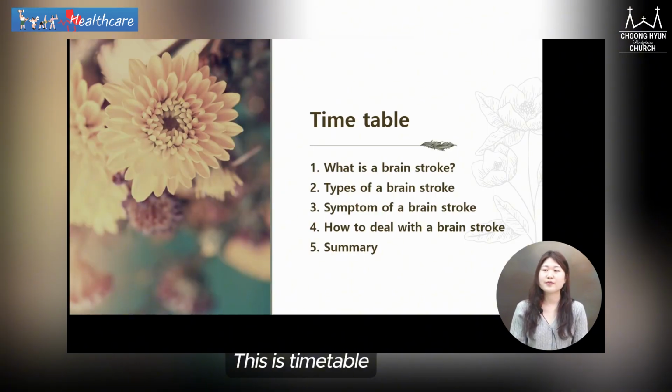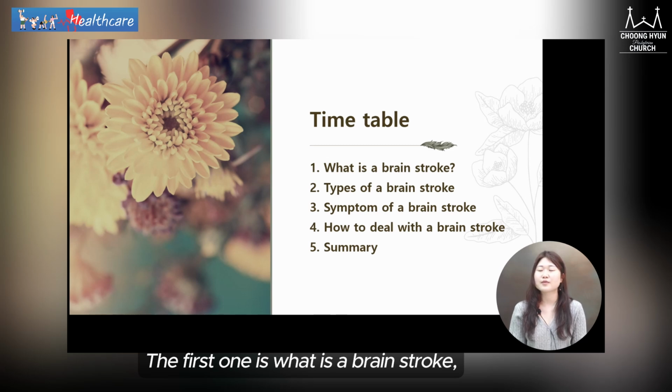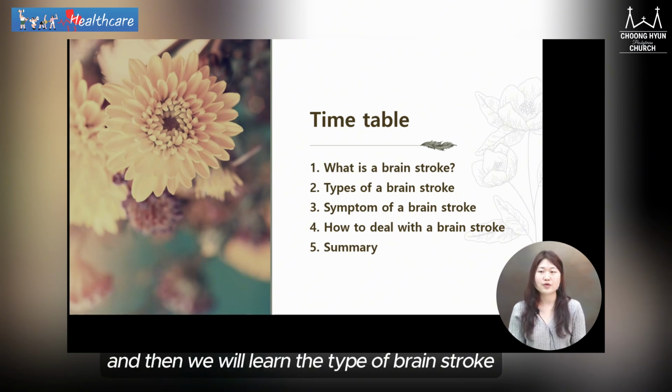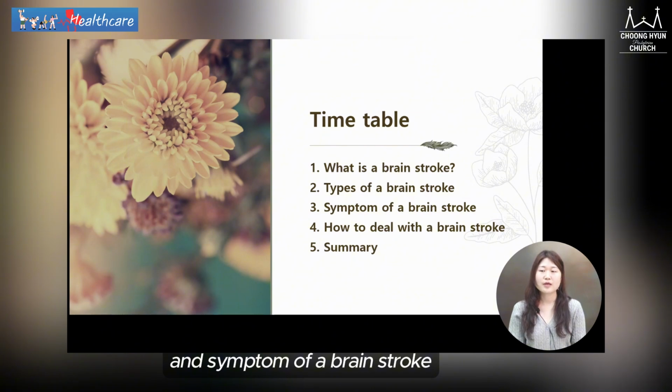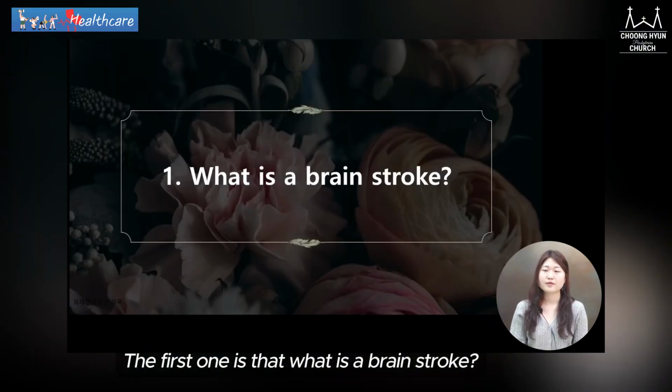This is the timetable. The first one is what is a brain stroke, and then we will learn the types of brain stroke, the symptoms of a brain stroke, and then how to deal with a brain stroke. The first one is, what is a brain stroke?